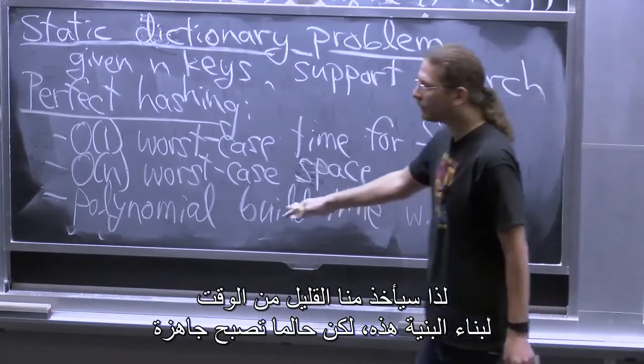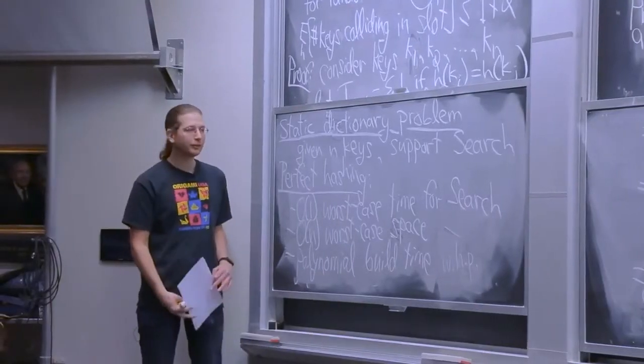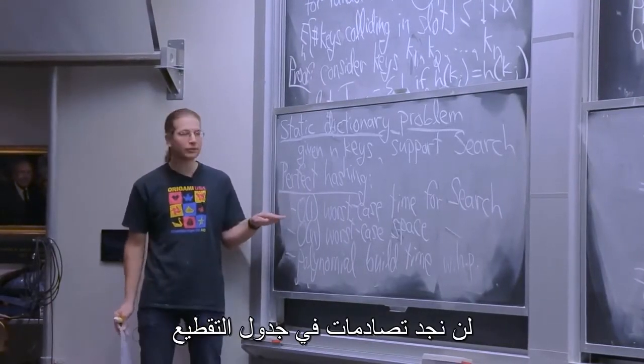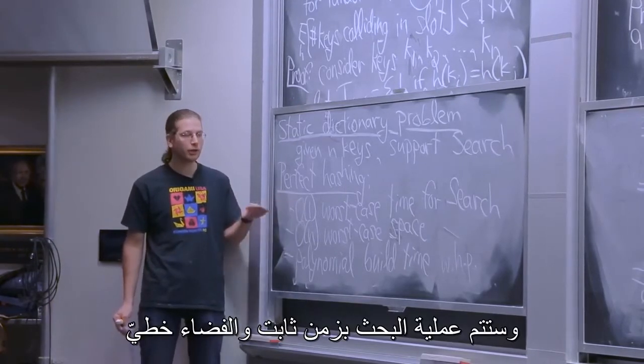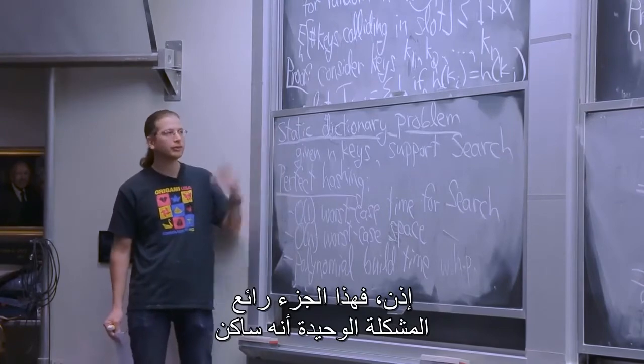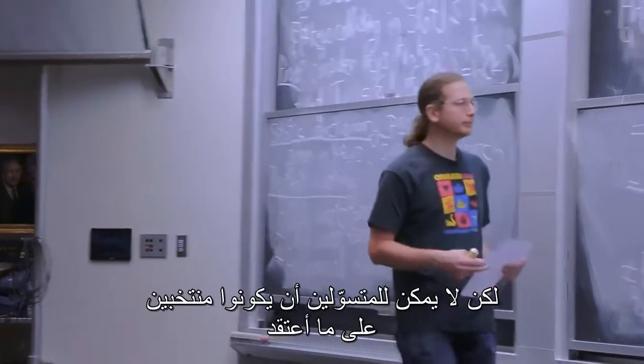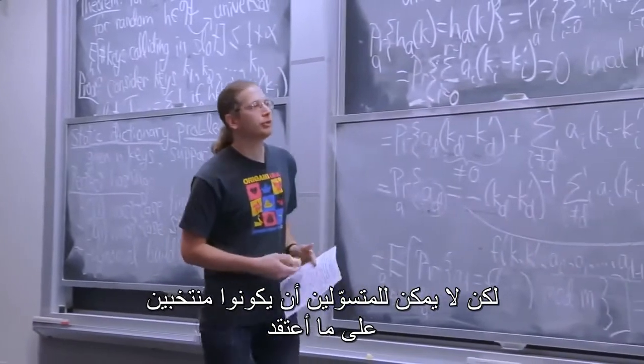So it's going to take us a little bit of time to build this structure, but once you have it, you have the perfect scenario. There's going to be, in some sense, no collisions in our hash table, so it'll be constant time for search and linear space. So that part's great. The only catch is it's static, but beggars can't be choosers, I guess.